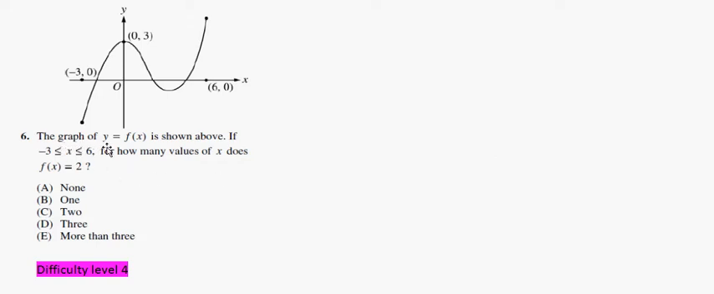The graph of the function y equals f of x is shown above. This is this graph. If x is greater than or equal to -3 and less than or equal to 6, for how many values of x does f of x equal 2? Thus, in this question we have to determine the number of roots of the equation f of x equals 2, which lie on the line segment from -3 through 6.